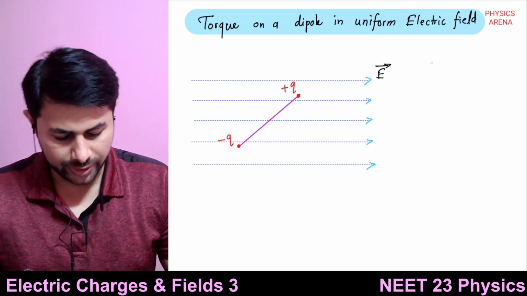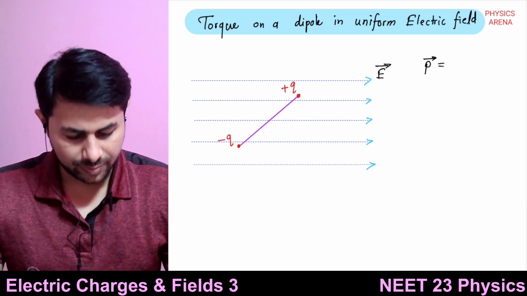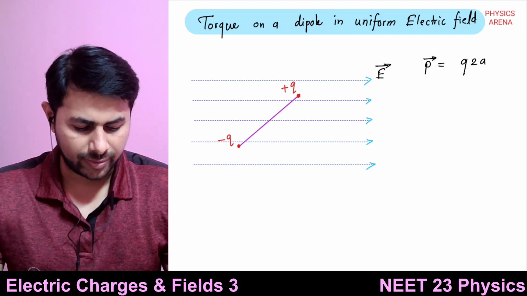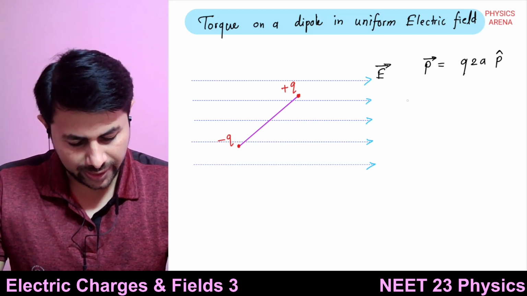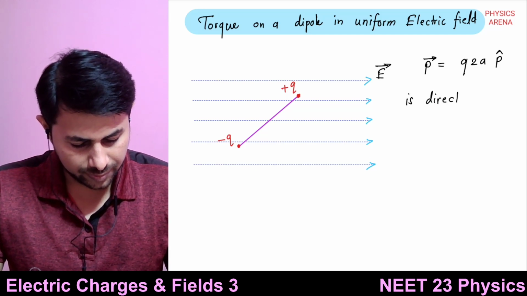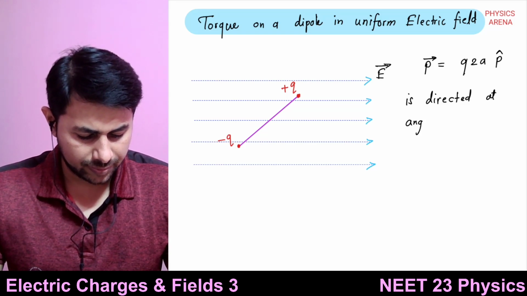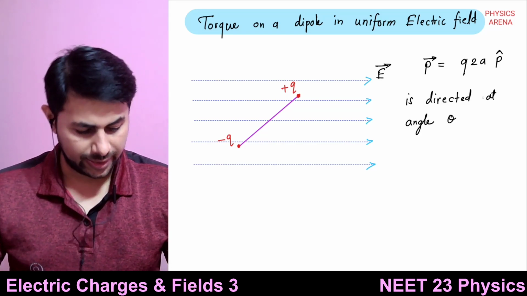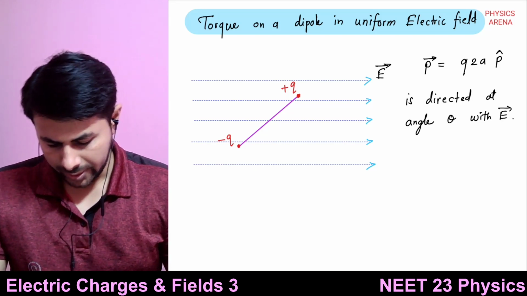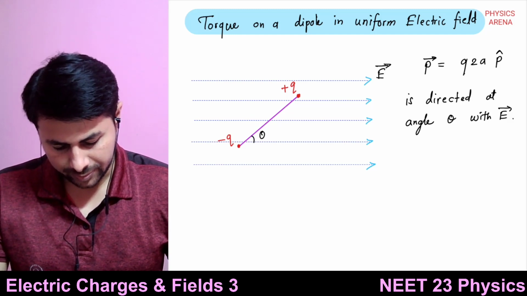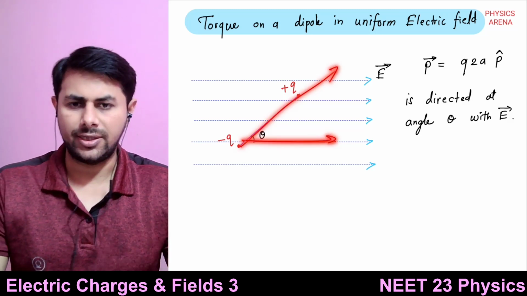So suppose a dipole is kept in this uniform electric field, and P bar, which is equal to q into 2a multiplied by p cap, is the electric dipole moment, directed at an angle theta with the electric field. So this much angle is theta. The angle between the dipole and the electric field is theta.